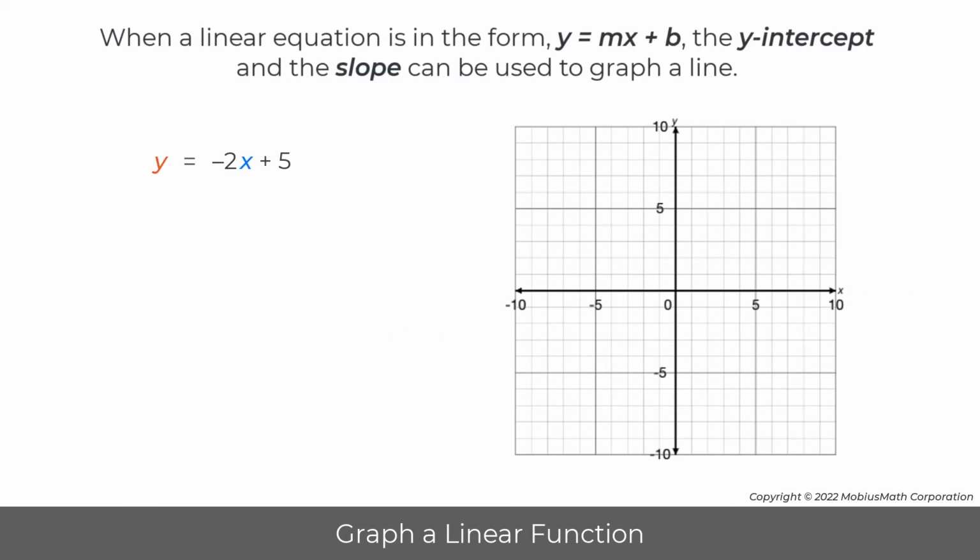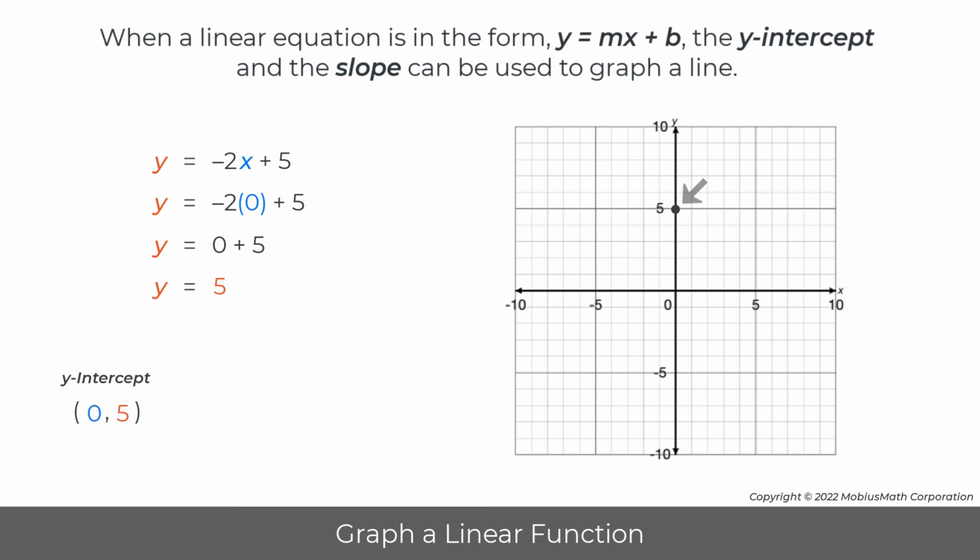When a linear equation is in the form y equals mx plus b, the y-intercept and the slope can be used to graph a line. For example, in the following linear equation, the y-intercept is 5 and the slope is -2. Since the y-intercept is the value of y when x equals 0, the y-intercept is represented by the ordered pair and point on the line (0, 5).